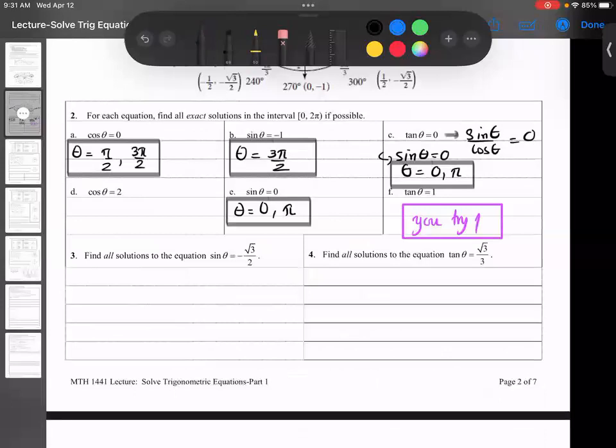Sine, cosine, cosine equal 2, it's not on the unit circle.